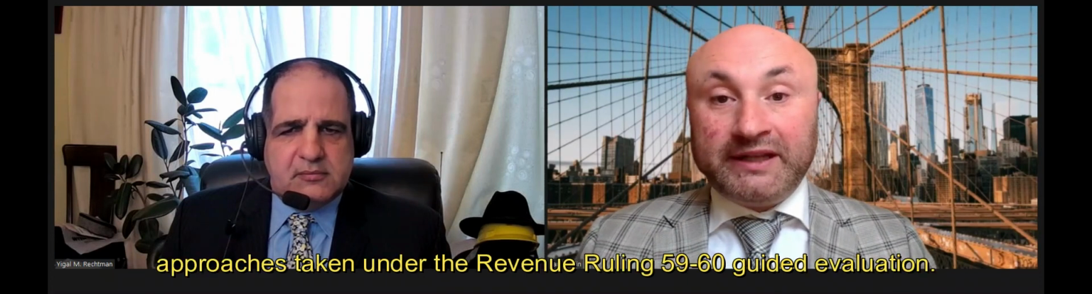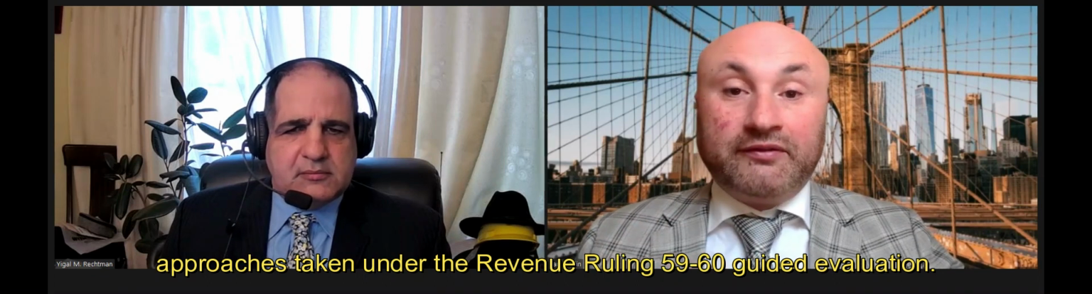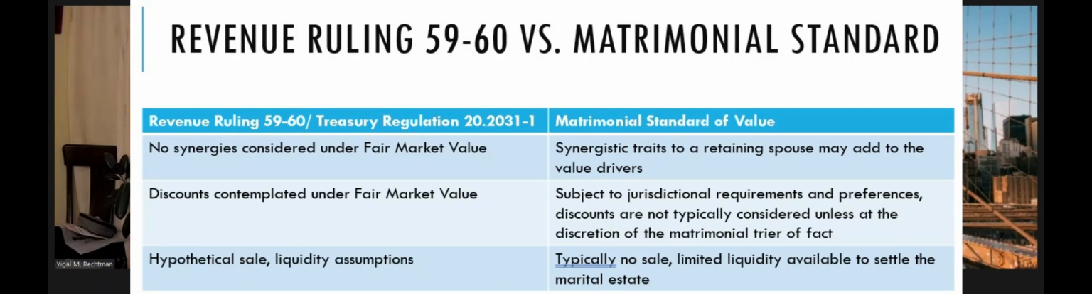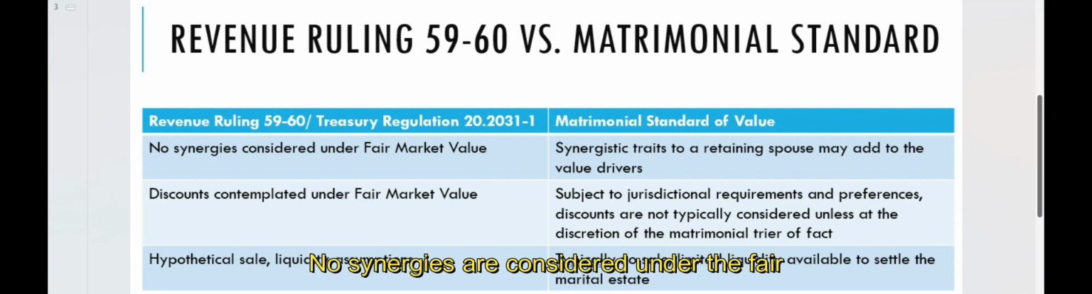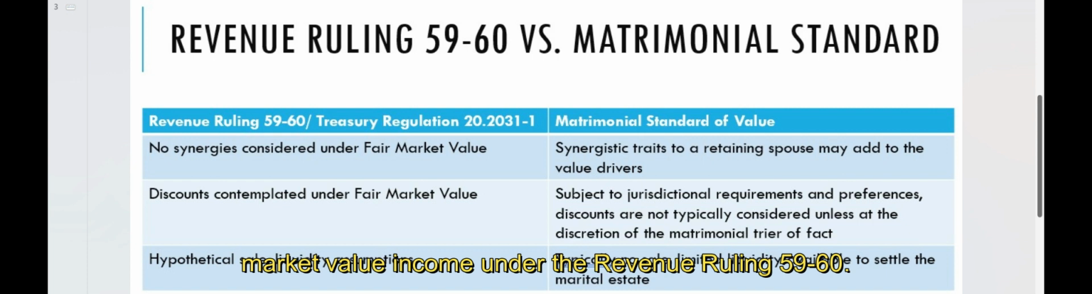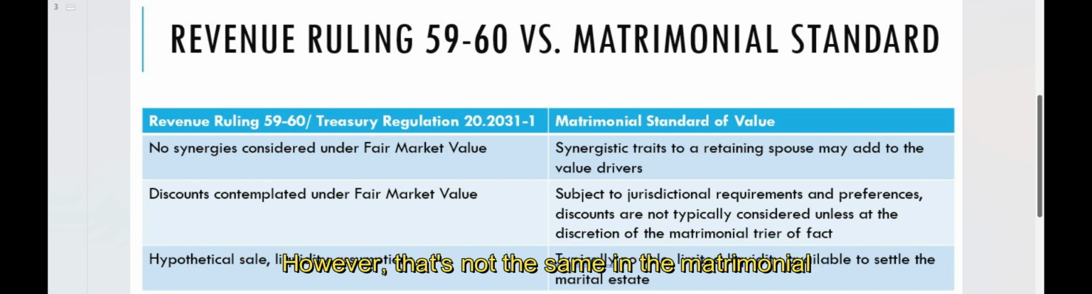As we've mentioned, normally we would consider all elements of business value present in the economic activity: income or cash flows, risk-adjusted rate of return, and value of the existing assets, when performing valuation under the fair market value standard. However, if the fair market value standard as defined by the court is used in litigation matters involving a marital resolution, then inevitably we have to depart from the approaches taken under the Revenue Ruling 59-60 guided valuation. Let's take a look at some of the major elements that are impacted. No synergies are considered under the fair market value standard under Revenue Ruling 59-60. However, that's not the same in the matrimonial standard of value.